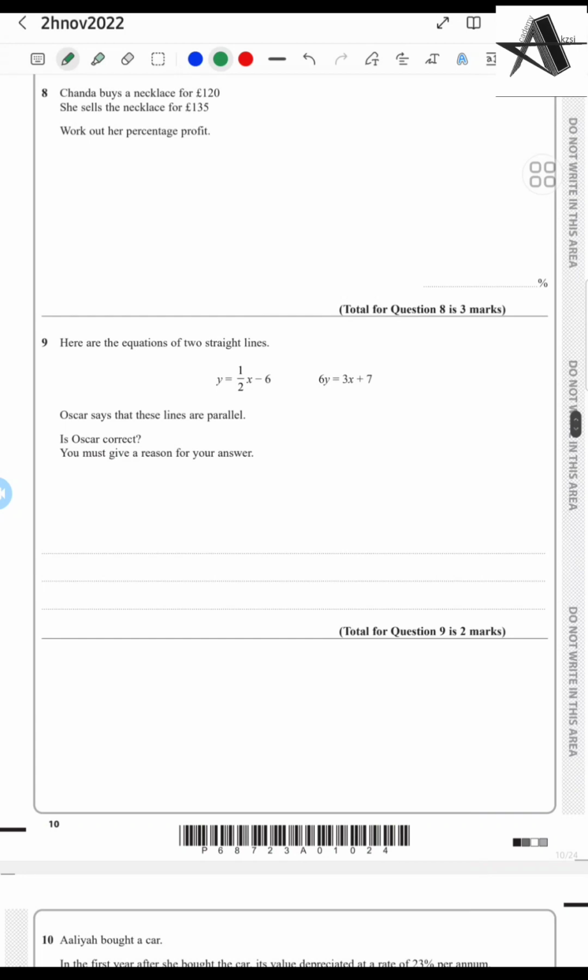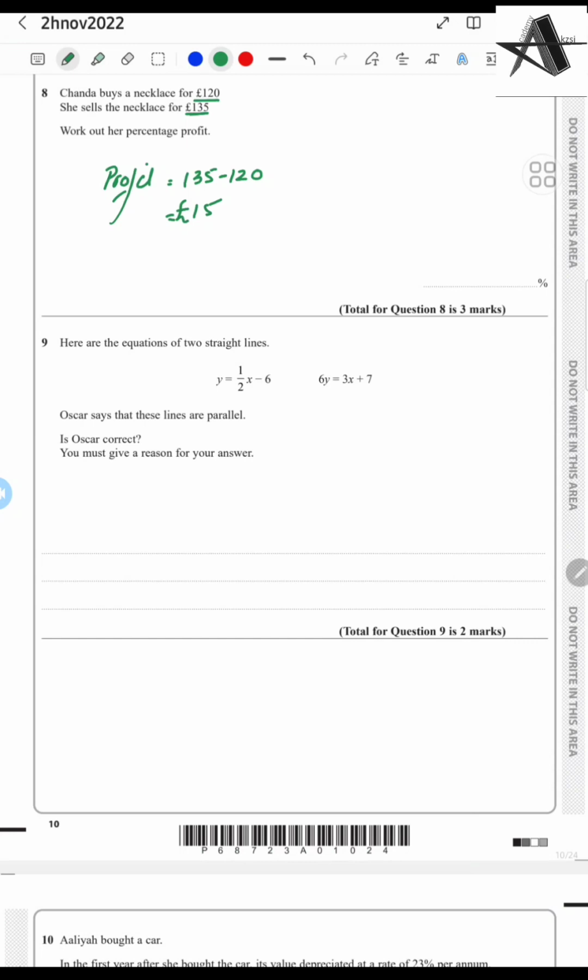Chanda buys a necklace for 120 pounds. She sells the necklace for 135 pounds. Work out her profit and percentage profit. Simple. She actually purchased at 120 and sold it at 135. So how much profit did she gain? Profit is how much she sold for minus how much she purchased. It was 15 pounds. Profit was 15 pounds.